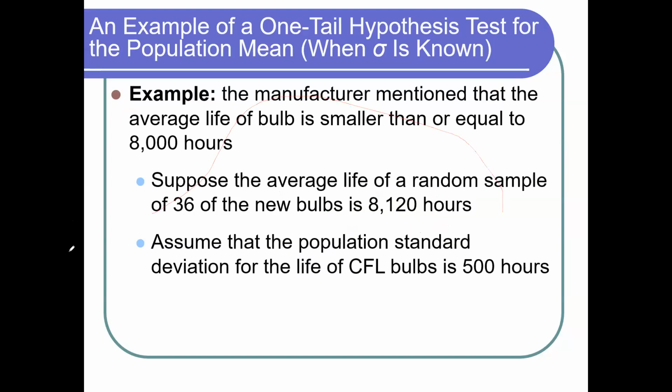Oh my God, I'm horrible at drawing. Okay, let me change the pen. So we convert, let me draw the distribution. The average is 8,000, right? And then we have 8120. We want to convert this to Z. So that means 8120 minus 8,000, divided by the standard error of the mean.